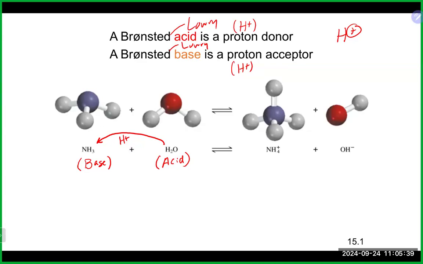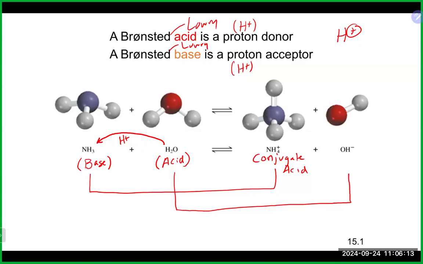The consequence of the Bronsted-Lowry definition of acids and bases is it will actually create some partners to those acids and bases on the other side of the equation. So if we look at this guy here and this guy, they are related to each other. The NH3 on the left-hand side is the base. On the right-hand side, what it becomes is known as the conjugate acid. And the water on the left-hand side, which is the acid, is related to the OH minus on the right-hand side. And that is what is known as the conjugate base.